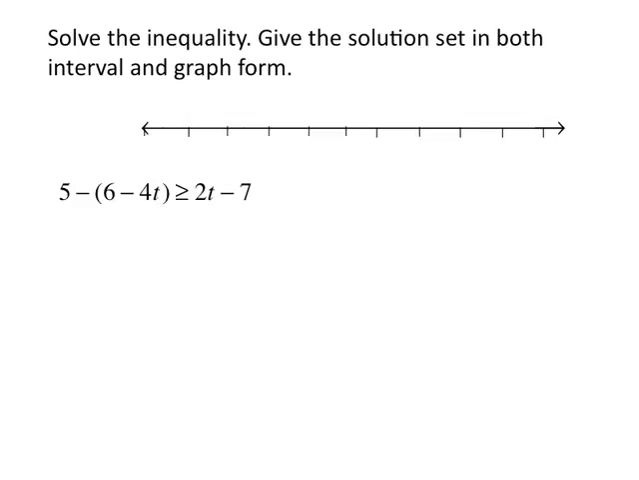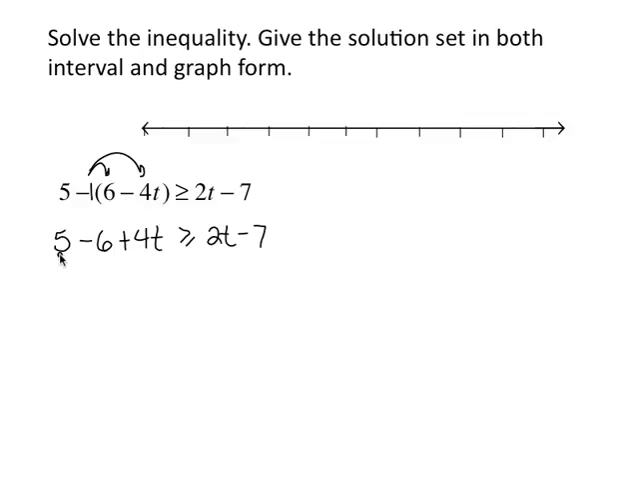Solve the inequality, give the solution set in both interval and graph form. We begin this problem by simplifying the left-hand side by distributing that -1 to what's inside the parentheses. So we get -5 minus 6 plus 4t is greater than or equal to 2t minus 7. Remember, a negative times a positive gives you a negative, a negative times a negative gives you a positive.